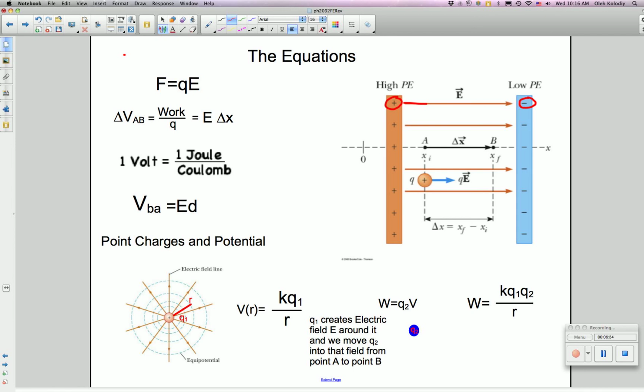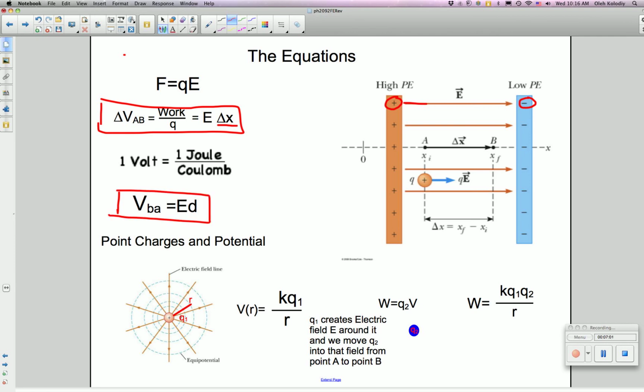That means if you place a charge, like this charge Q over here, into the electric field, it will experience a force equal to QE. And therefore, if I move a charge from one plate to the other, I have to do work. The potential difference is defined as the amount of work that I have to do to move the charge per Coulomb, to move the charge from one plate to another. So a volt is defined as how many joules per Coulomb.